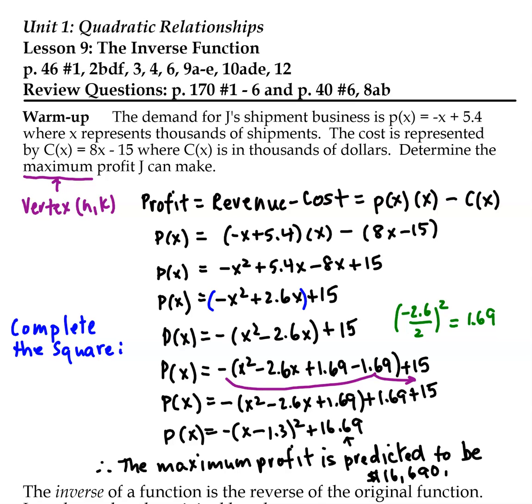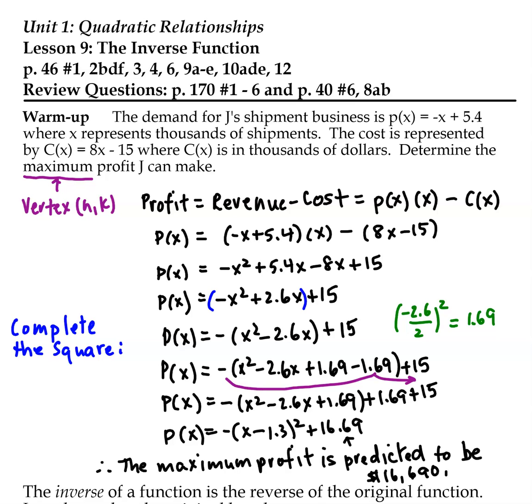Jay's shipment business is described by the demand function P(x) = -x + 5.4. This is a linear relationship in thousands of shipments when you consider the letter x. The cost function is represented by another linear function, C(x) = 8x - 15. C(x) is also in thousands of dollars. Determine the maximum profit that Jay can make.